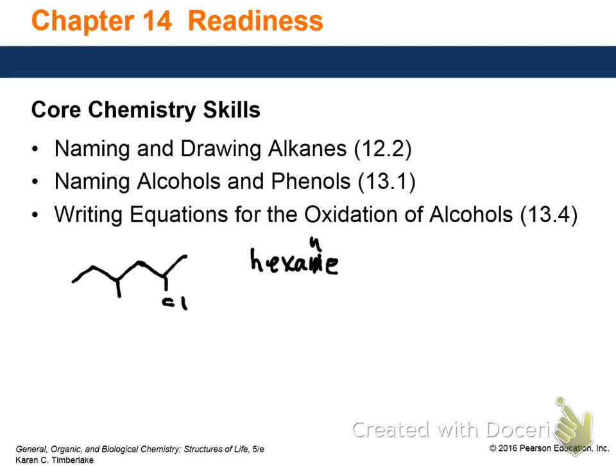Now, the second thing you have to do is determine which direction to number it from, right? The way I've drawn this, I can number from the right or I can number from the left. I'll choose the right. Why? The substituent gets the lower number, okay? So that means I number from this end. So I number 1, 2, 3, 4, 5, 6. Then what do I do?